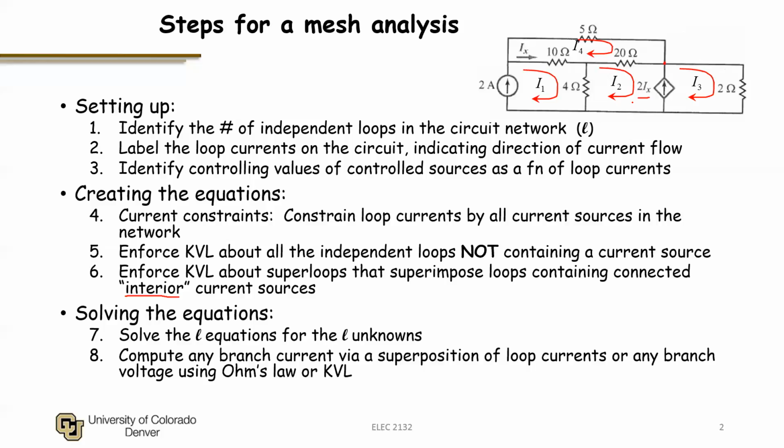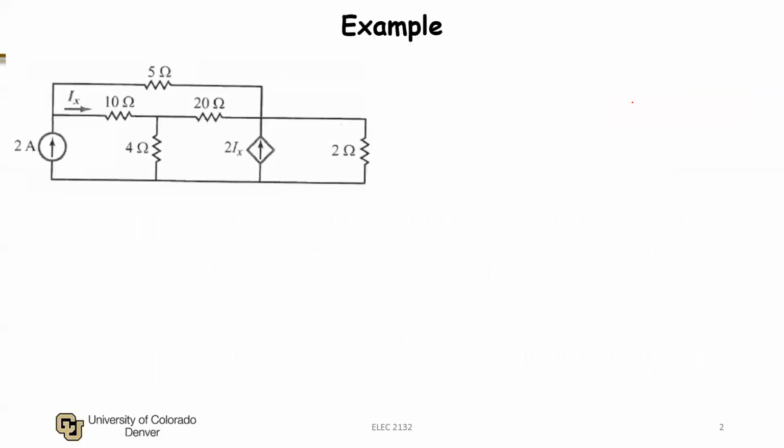and we can then uniquely specify our branch currents. Once we have branch currents, we can specify any branch voltages of the network by enforcing either Ohm's law, if that branch contains a resistor, or we can use KVL to find voltages across things such as current sources. All right, so let's work through an example. Here we have the network that we had in the previous slide. Let's go ahead and solve for the loop currents in this network.